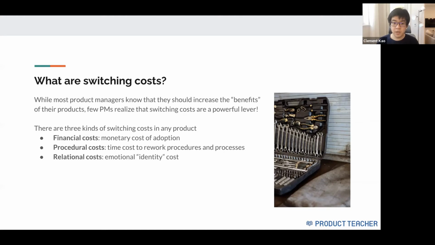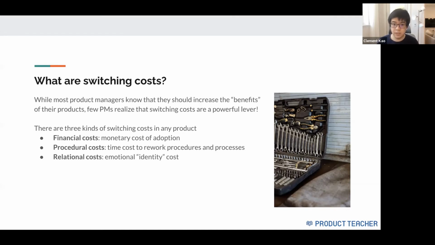The thing is, few product managers realize that switching costs are an incredibly powerful lever in terms of product strategy. We can actually use switching costs to make our product more viable, to make it stand out in a competitive field. And we can also increase the cost it takes to switch to a competitor so that way people stay with us for the long run.